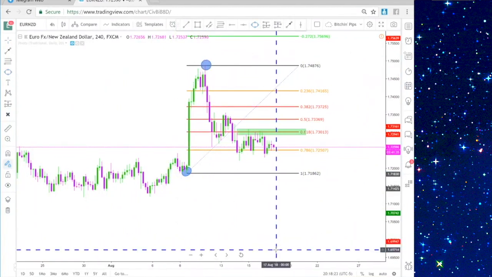So she's already come past the 50. She's already come past the 61.8. Euro New Zealand does like the 78.6. And I used to hate holding trades on her for that reason, because you always knew you were about to get a mean 78.6 retracement. 78.6% of your profits go back down.